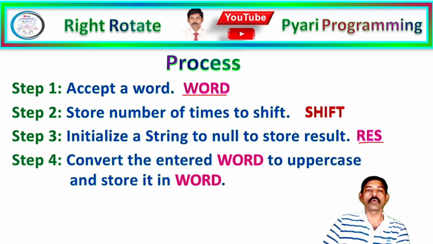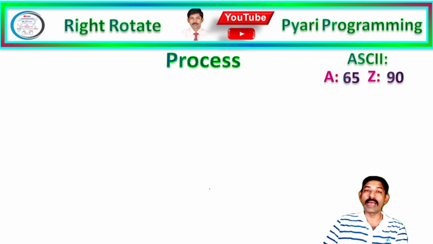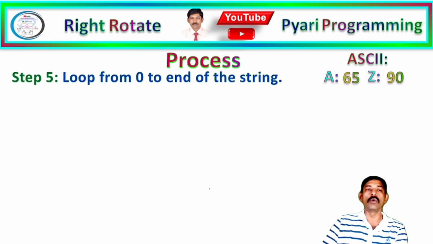The next step is to convert the entire word to uppercase and store it in the same word. Now these steps are the pre-processing. After that, the real processing will start. Here what I will do is extract 1 character at a time from the string.